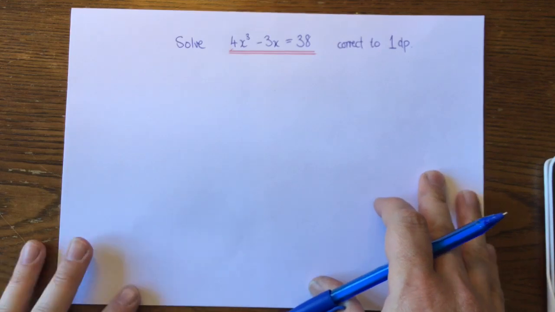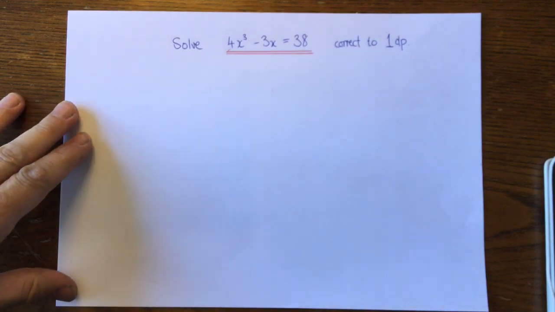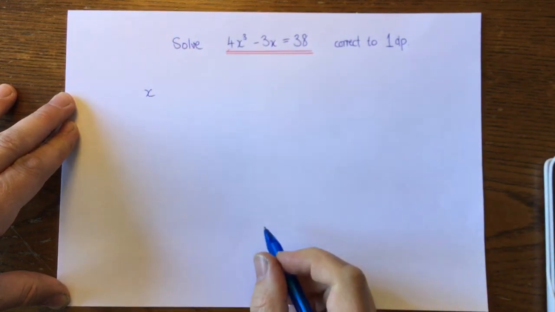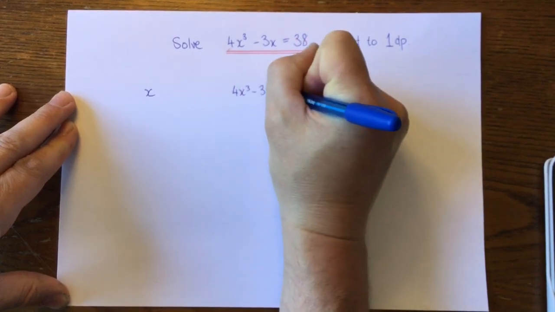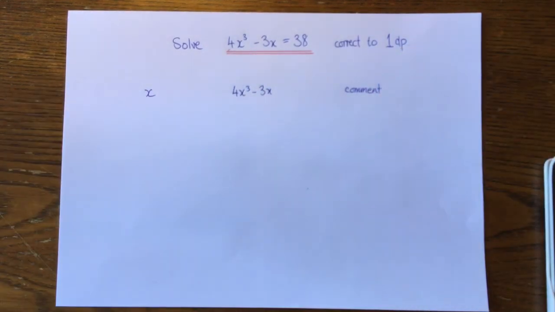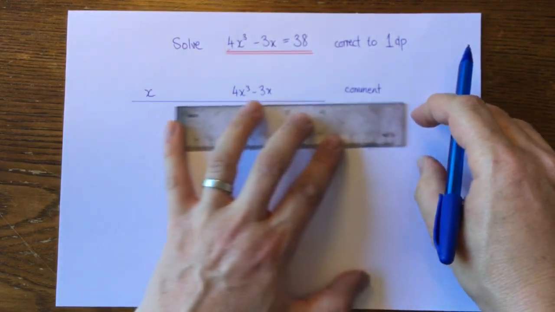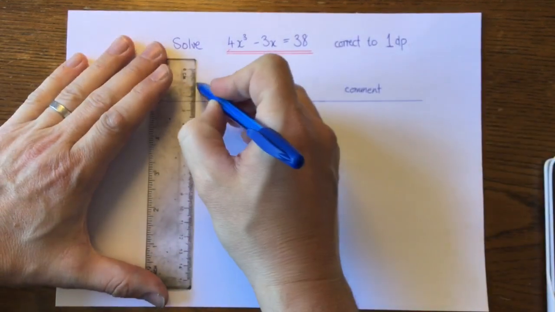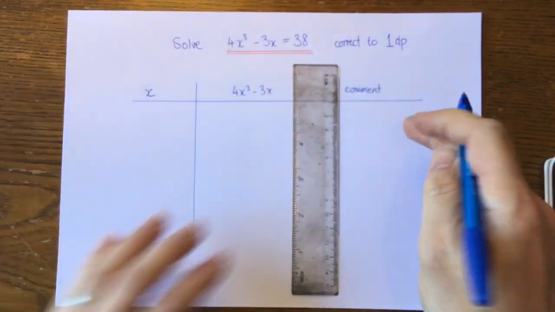But what about the original one I asked you about? This one's slightly trickier. We just need to be slightly careful with this, but we're going to go about it in the same way. I'm going to pick a value for x. I'm going to look at the left-hand side here, 4x cubed minus 3x, and I'm going to have a comment as well. And so let's just make sure that we have a table for this. And every time we do this trial and improvement, we want to do a table just like this.